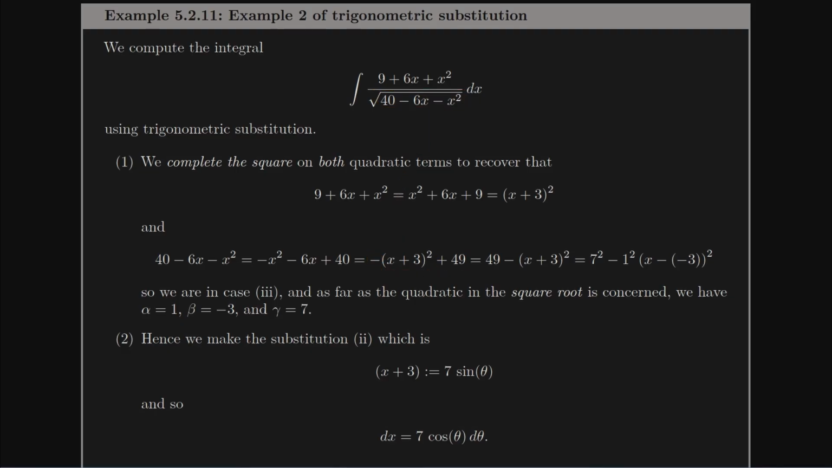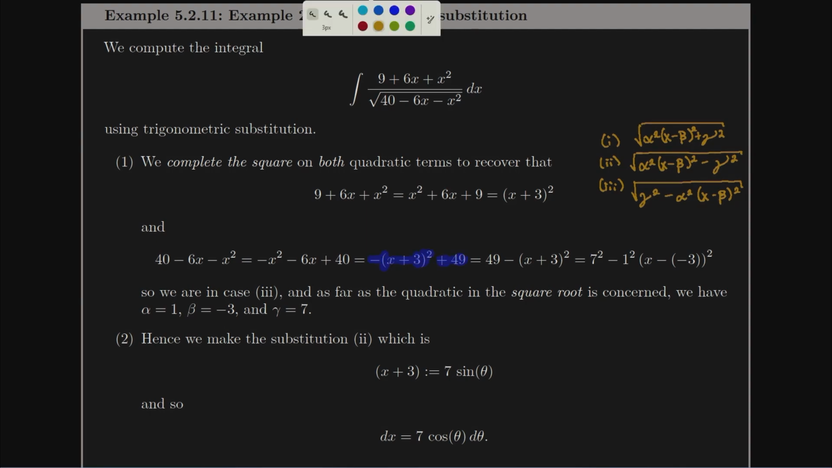Now let's think about our 3 cases. The first one was alpha squared x minus beta plus gamma squared. The second was alpha squared x minus beta squared minus gamma squared. And the third was gamma squared minus alpha squared x minus beta squared. Which of these cases are we in if we simplify to negative x plus 3 squared plus 49? Well, that negative sign is telling you something really strong right away. It's only there in case 3.